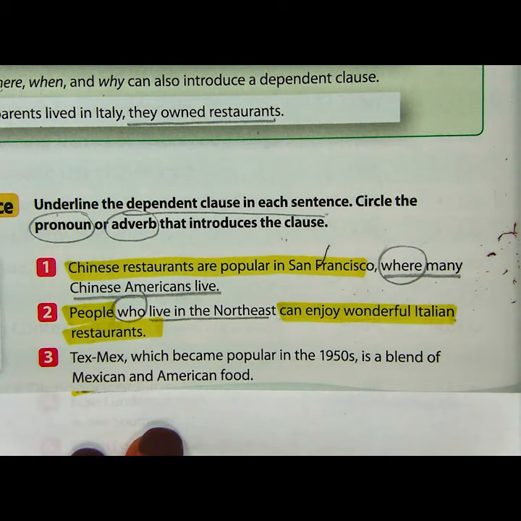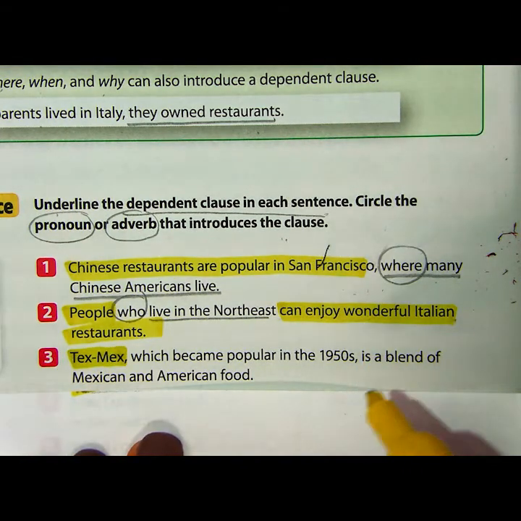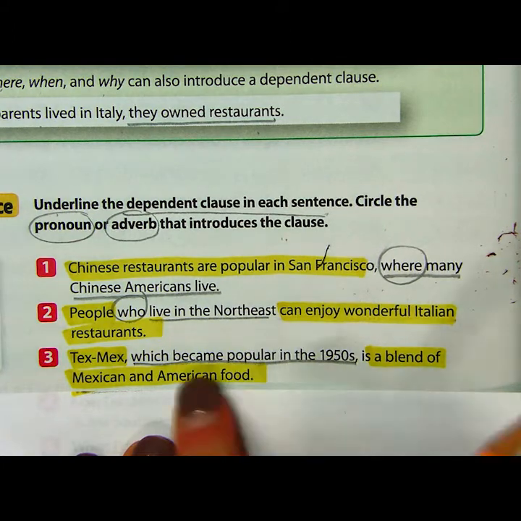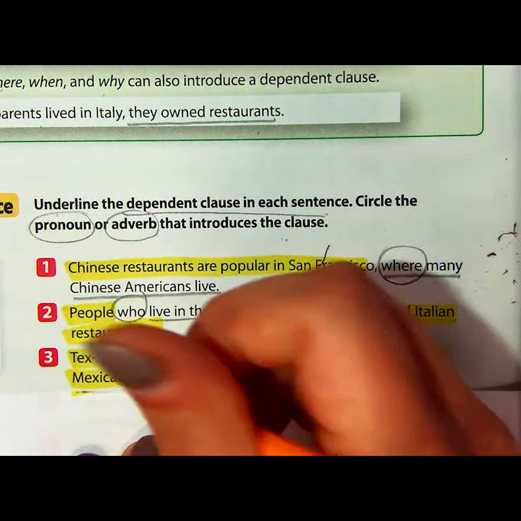Tex-Mex, which became popular in the 1950s, is a blend of Mexican and American food. So your main clause explains really what Tex-Mex is, right? It's a blend of Mexican and American food. But what was the additional piece of information that you learned about Tex-Mex food? Exactly. So that's your dependent clause. It's just giving you that extra little bit of information, which became popular in the 1950s. We did use a pronoun, and it is the word which.